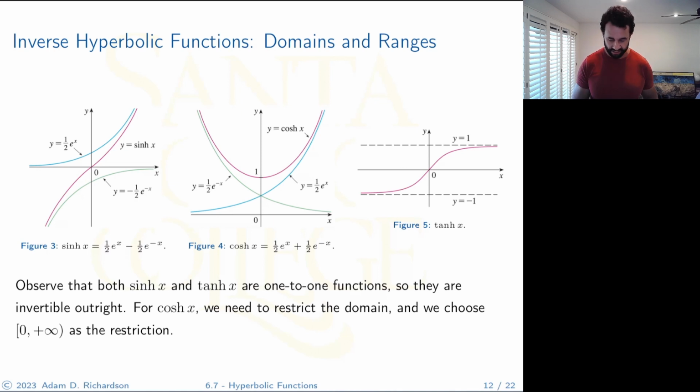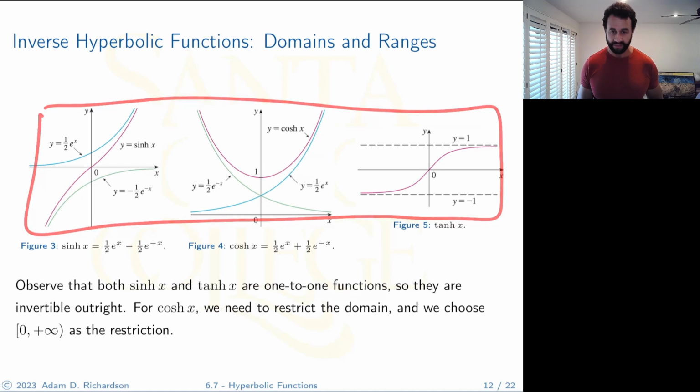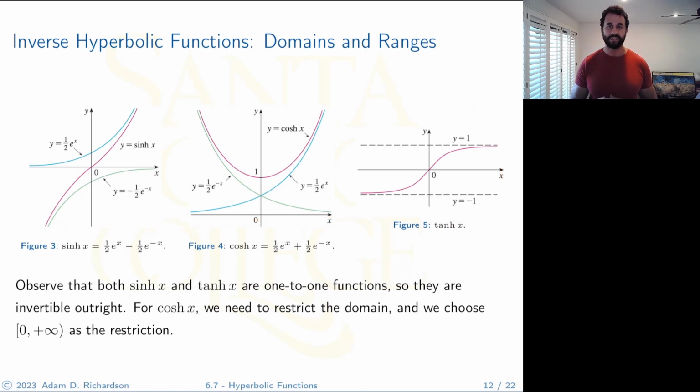So here's just a repeat of the graphs of these functions. And the reason I wanted to repeat them is just by inspection, you can see that sinh is already 1-to-1. It passes the horizontal line test, which means it's invertible. That means we don't need to restrict the domain or anything like that. This is an invertible function. Same thing for tanh. So tanh passes the horizontal line test. We don't need to restrict the domain. It is already invertible, and we can find its inverse.